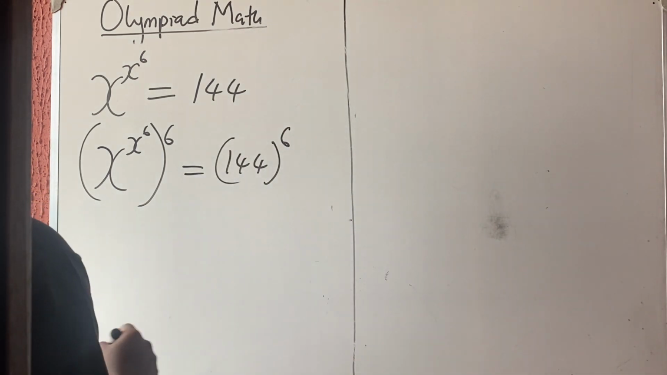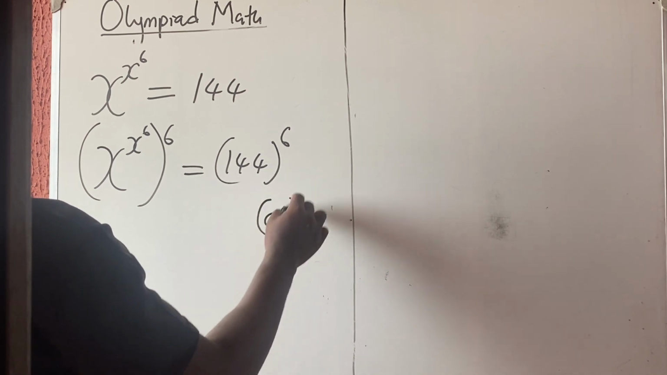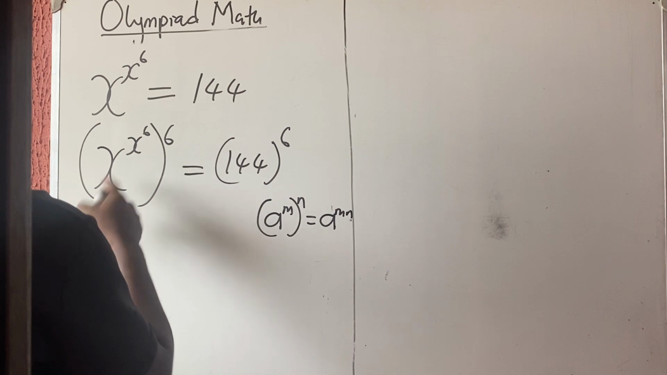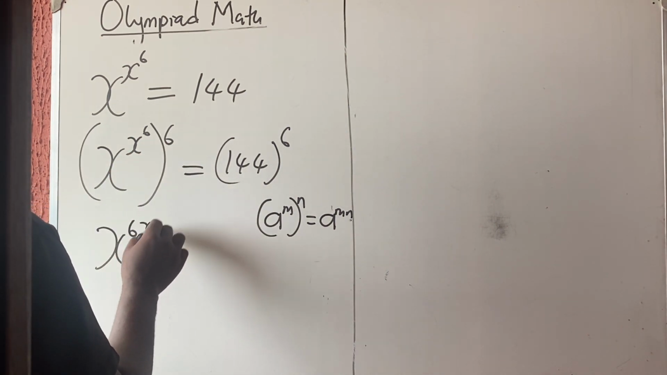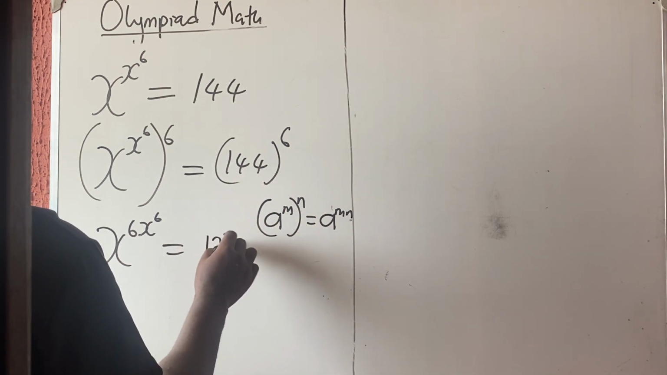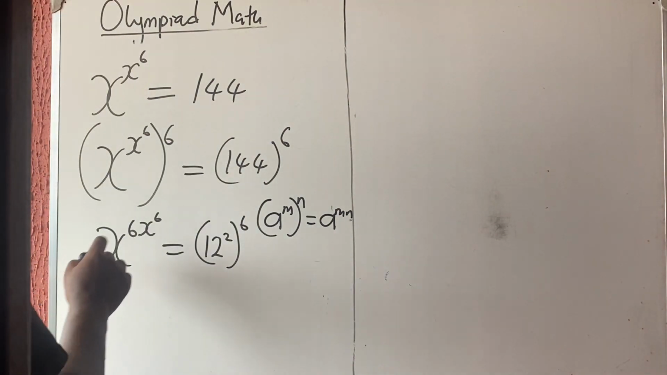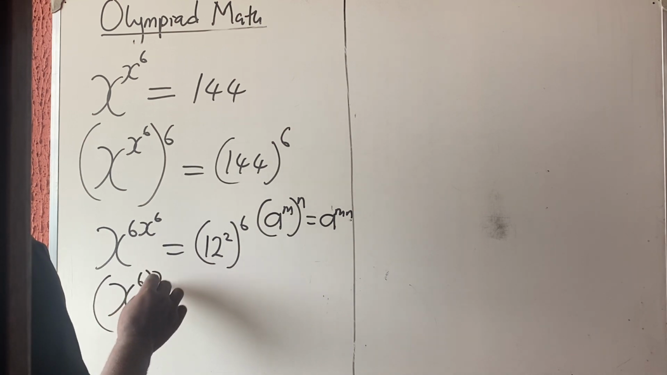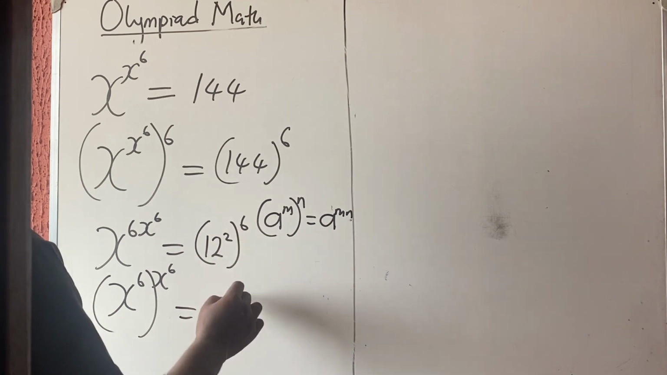Now according to indices, we know that a raised to power m in bracket of n is simply to multiply them, to be a raised to power mn. So this is x raised to power 6x raised to power 6 is equal to what? Let me reduce this to be 12 raised to power 2, all raised to power 6. Now this is the same as saying x raised to power 6, all raised to power x raised to power 6, is equal to 12. This time this will give you 12 raised to power 12.